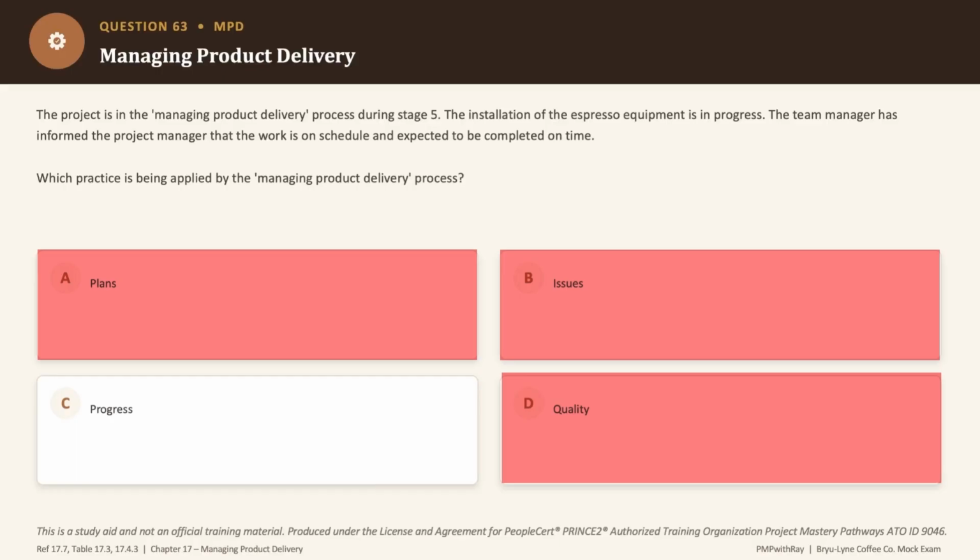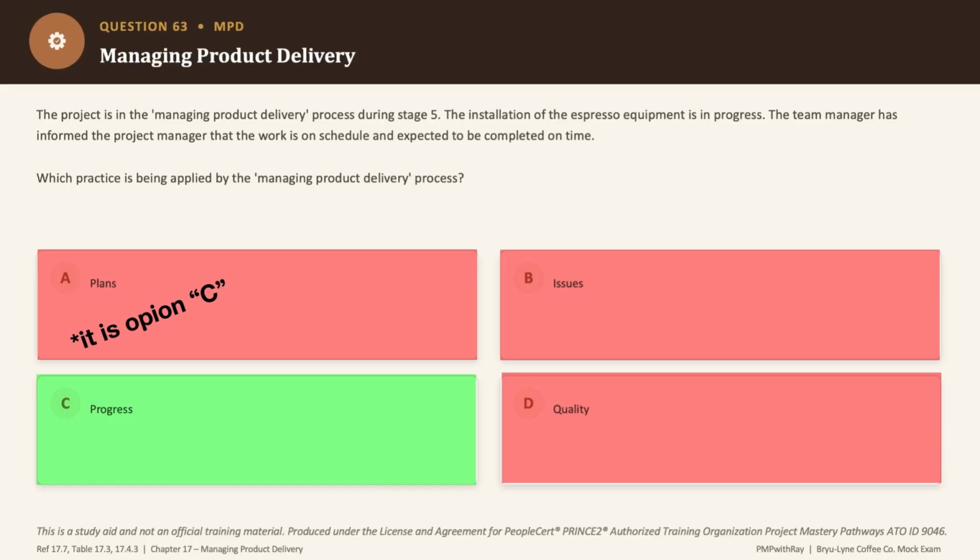Now the correct answer to this question is option B. The team manager is developing a checkpoint report and reporting the status to the project manager, and that is the progress practice in action. It is literally how progress gets tracked and communicated inside the managing product delivery process. So the correct answer is option C.